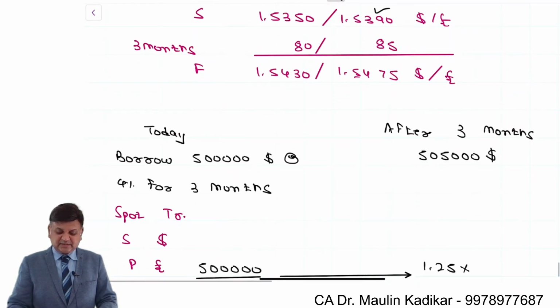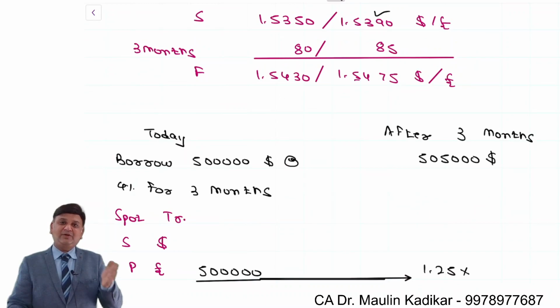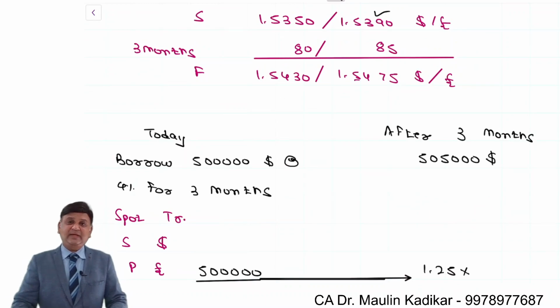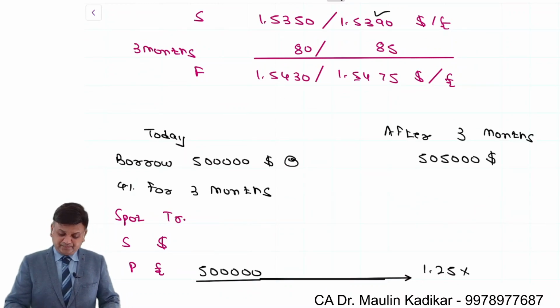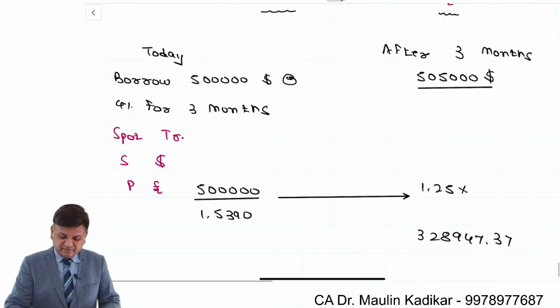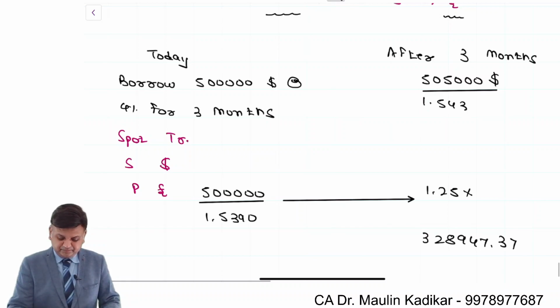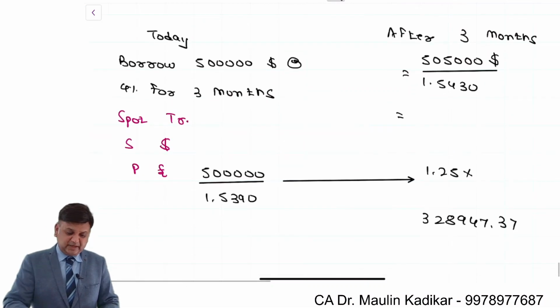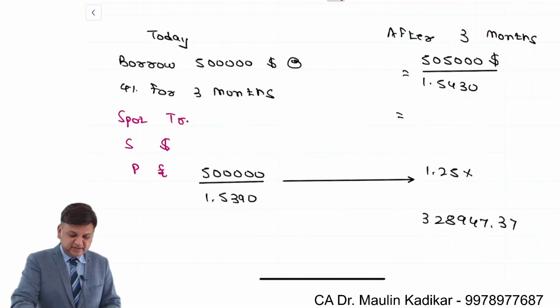At the end of the 3 months, we are required to convert the pound into dollar for the purpose of making repayment of loan. We understand that for every 1 pound we will get less amount of dollar. So 5 lakh 5,000 divided by 1.5430. This is the amount of the pound that we have to pay.